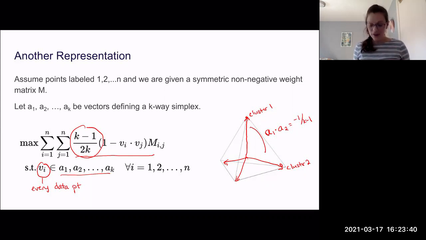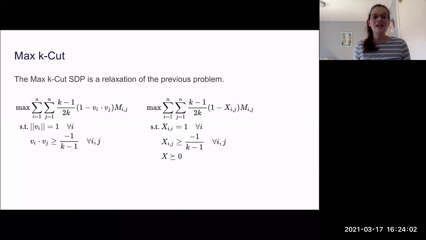And if I could solve this problem, that would be great because I would solve my original problem. And I would say, great, if you are equal to a_1, you go into cluster 1. And if you're equal to a_2, you go into cluster 2, etc. But I can't solve this problem. It's NP hard, just like all the other clustering problems that we've seen. So just like the k-means objective function, this is NP hard. And so what we do is we relax this.